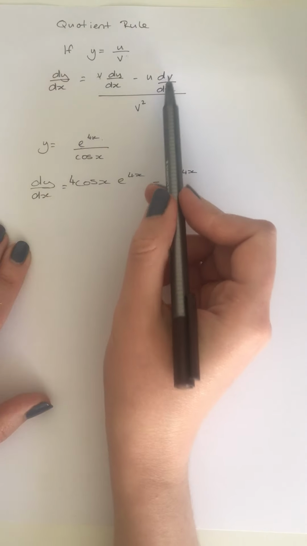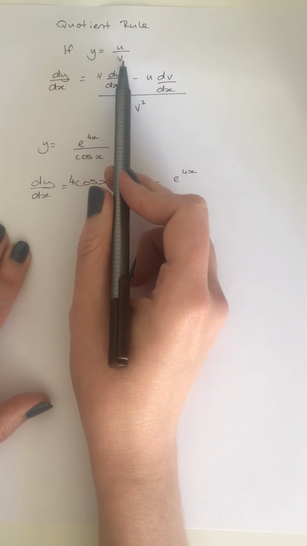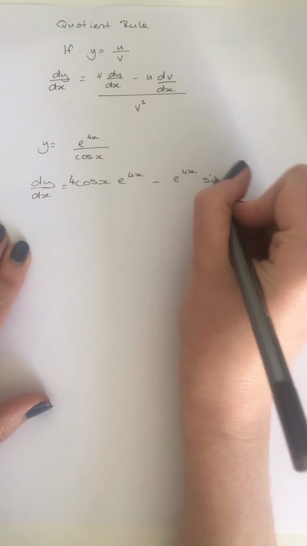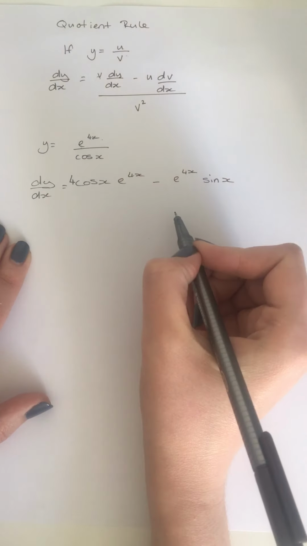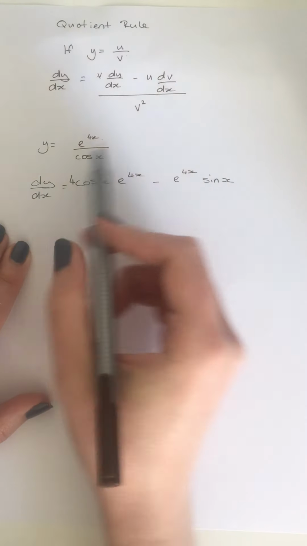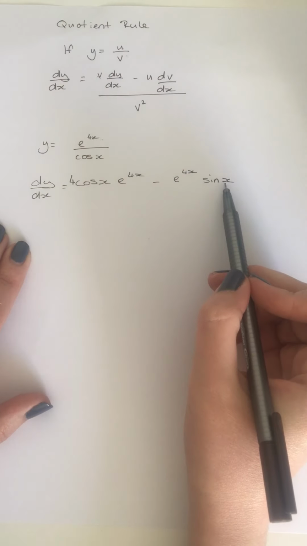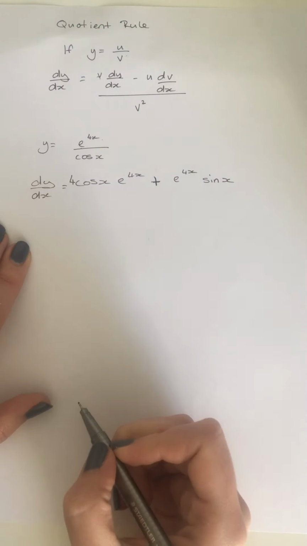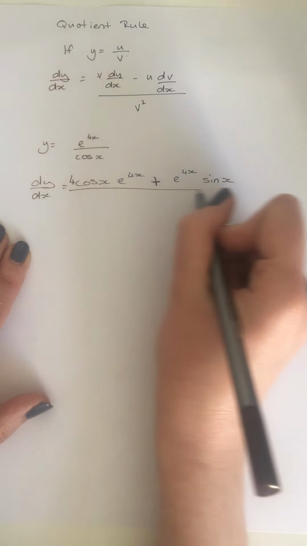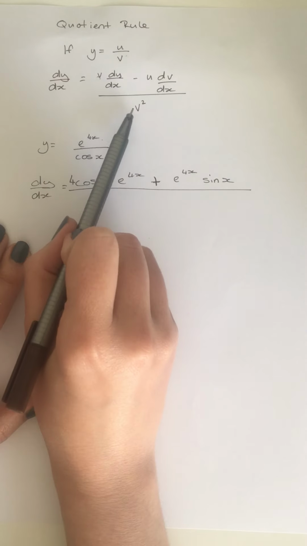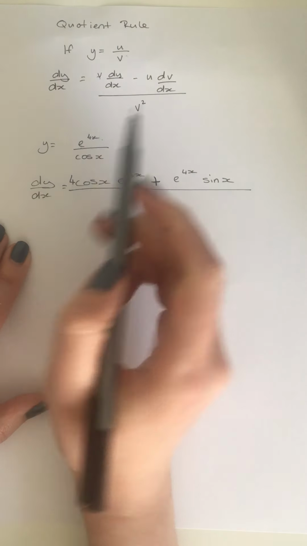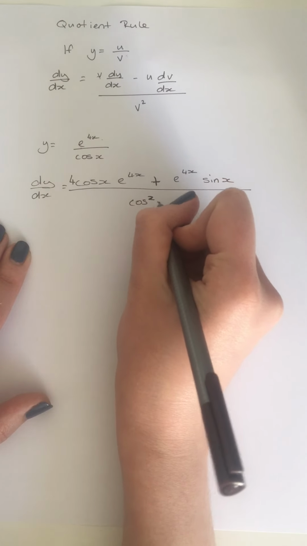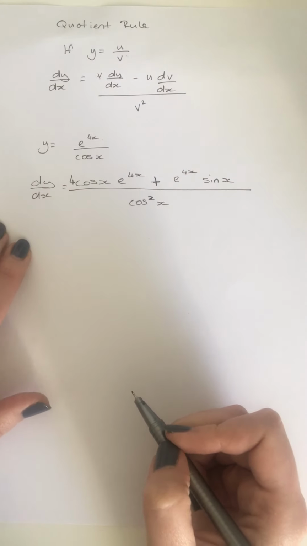And then this time I need to differentiate my denominator here. So the derivative of cosine x is going to be negative sine x. Because the derivative of cosine x is minus sine x, it means that this minus here will become a plus. And then I'm going to divide, and on the bottom, I've got my denominator squared. So here we're going to have the cosine x all squared, so cosine squared x.